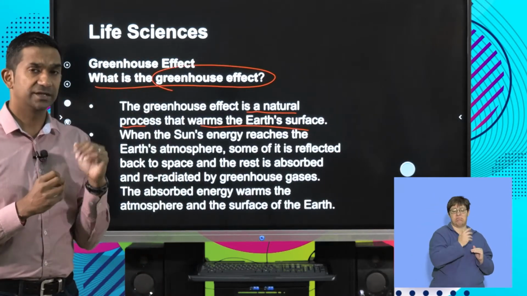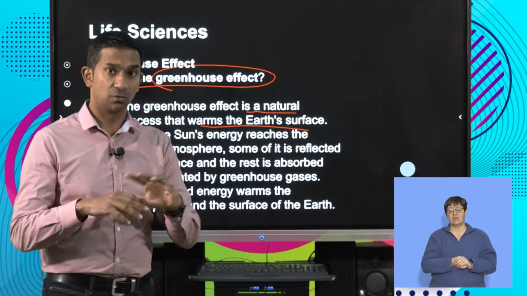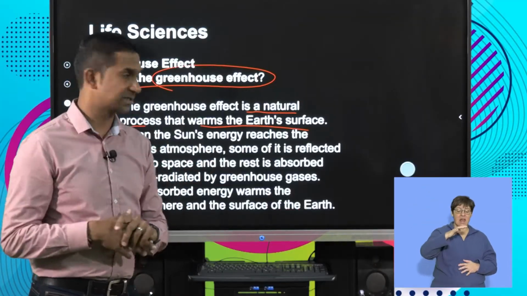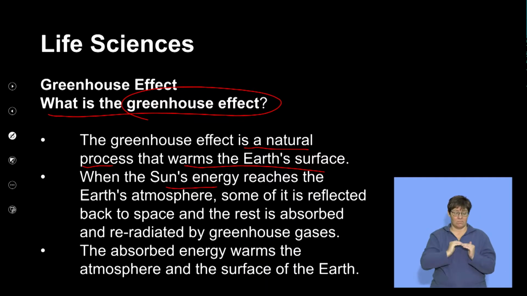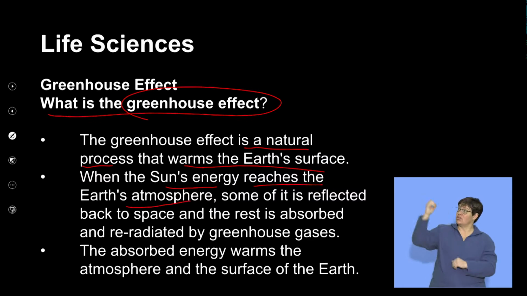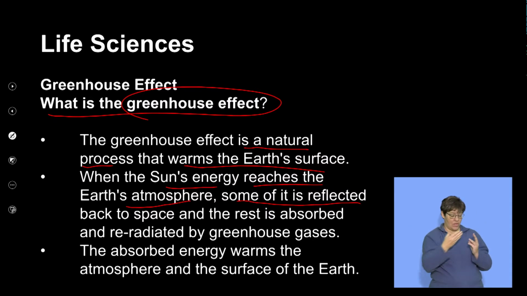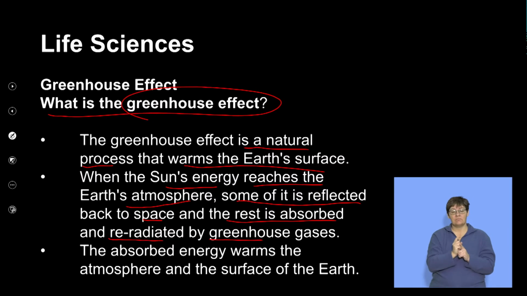We look at how the radiant energy from the sun warms up the atmosphere around us. When the sun's energy reaches the earth's atmosphere, some of it is reflected back to space and the rest is absorbed and re-radiated by the greenhouse gases. So we will illustrate that in an image soon.